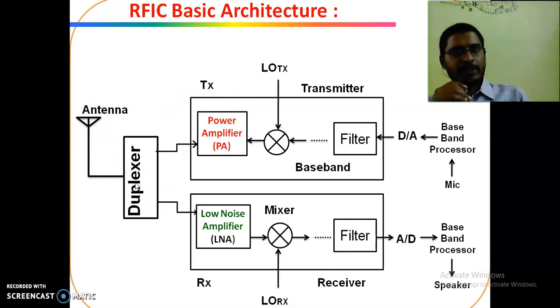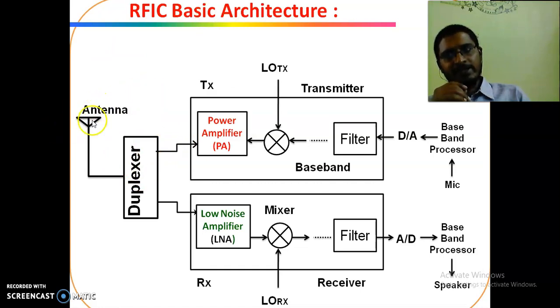First, I will explain the transmitter case. So the baseband signal goes to digital to analog, then a filter which suppresses any high frequency signals. Then it is given to the mixer, with another input for the mixer from the local oscillator on the transmitter side. Then it is given to the power amplifier which amplifies the power level. With the help of the duplexer, the signal is given to the antenna and radiated into free space.